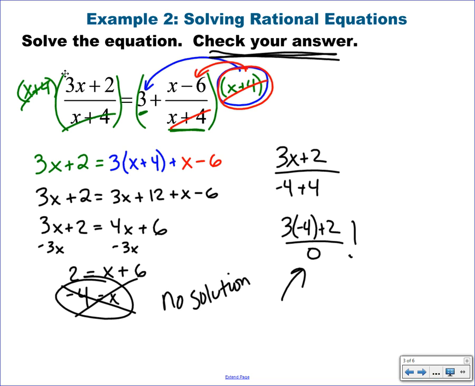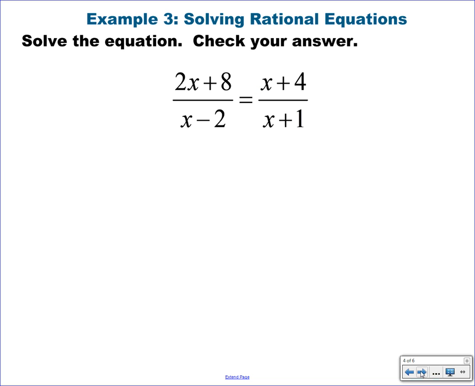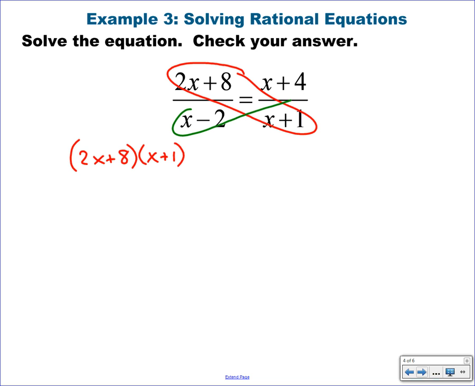Okay, our next example. Solve the equation. If you have one fraction equals another one, just cross multiply. So take and cross multiply 2x plus 8 times x plus 1 times by the other diagonal. Now FOIL everything out.